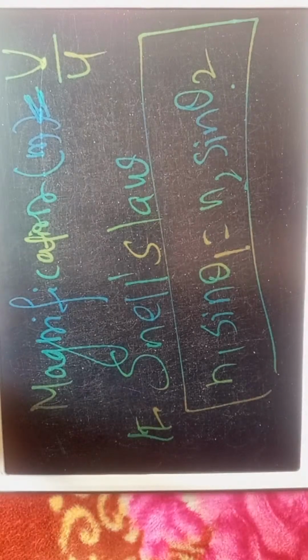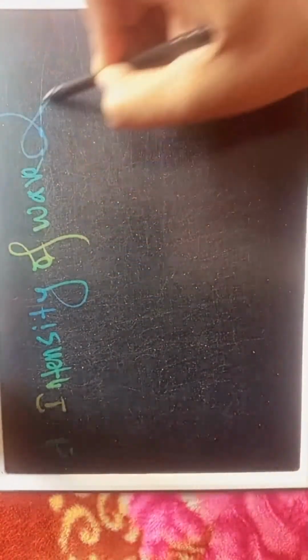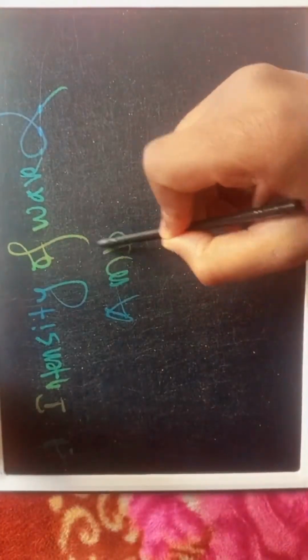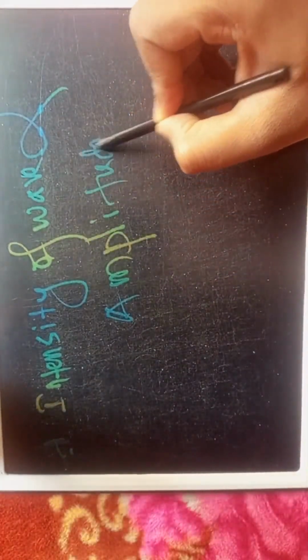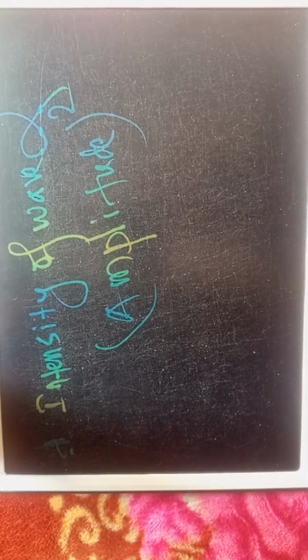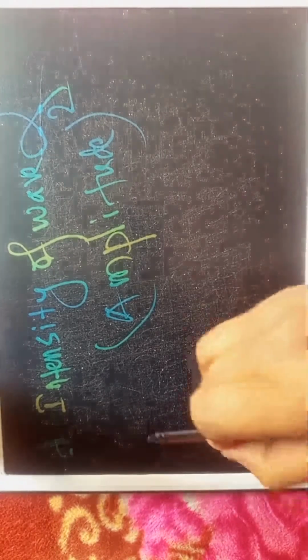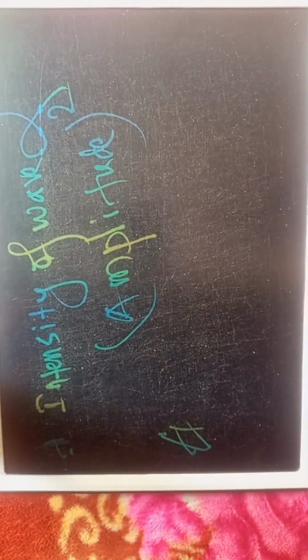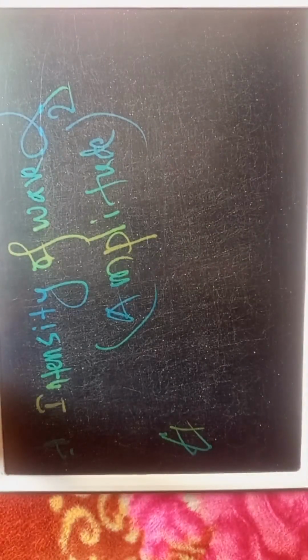Now we'll move to another important concept of physics: intensity of wave. Intensity of wave is directly proportional to the square of the amplitude. You have to read this concept. This is a most important concept.